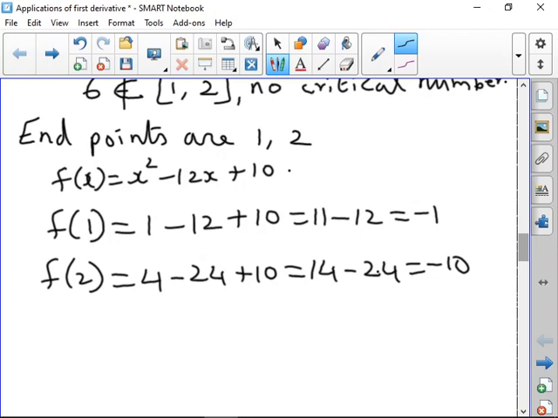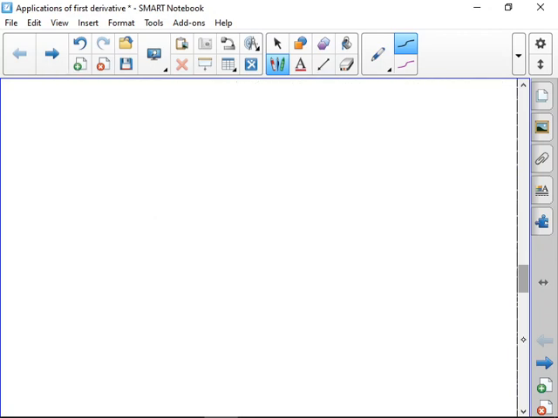Okay. So here which is the minimum? Which is the smallest one? Smallest is minus 10 and the largest is minus 1. Therefore, absolute maximum is equal to minus 1. Okay.